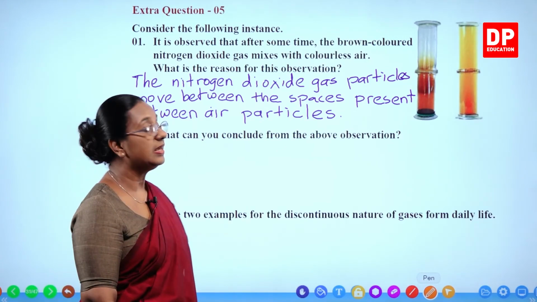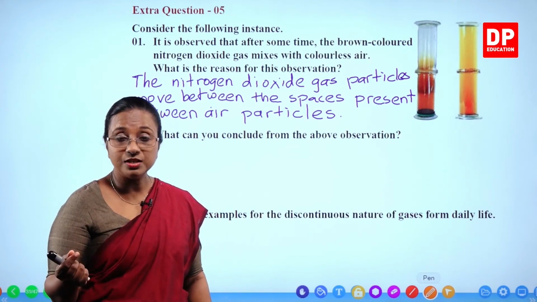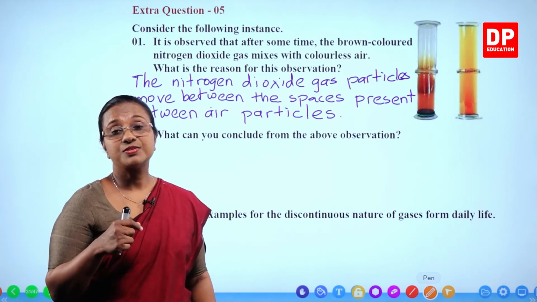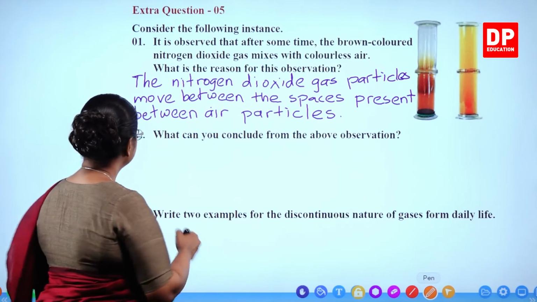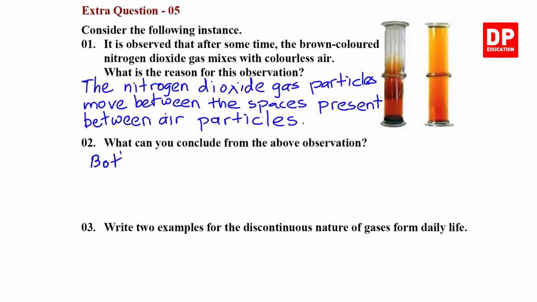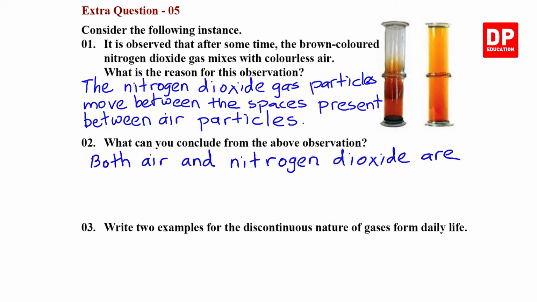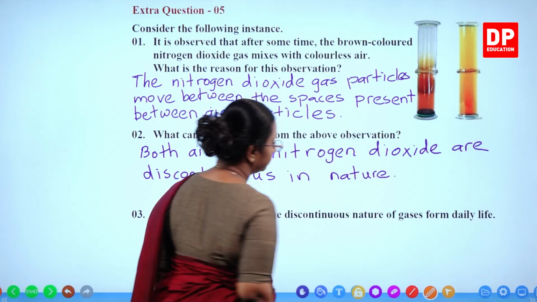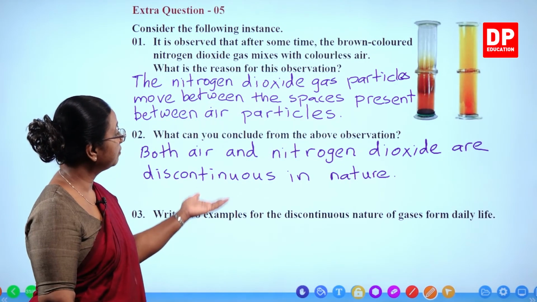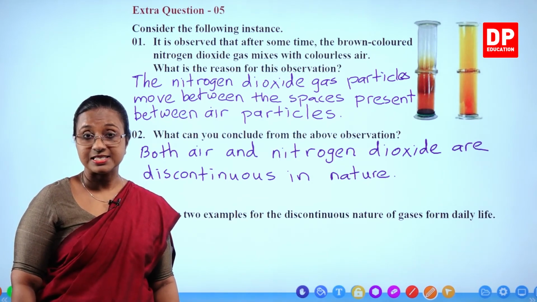Then the second part of the question. What can you conclude from the above observation? Air is discontinuous in nature. Nitrogen dioxide is discontinuous in nature. Or we can say both air and nitrogen dioxide are discontinuous in nature. Or this is an example of discontinuous nature of gases.